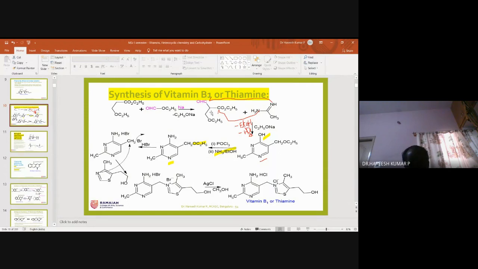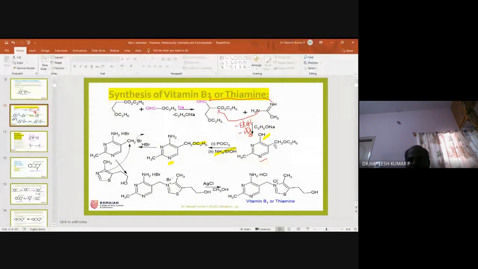Later on, removal of one proton and OH. Okay, it will go out as an alcohol. So overall, what you need to remember here is that there will be a new bond formation between this nitrogen and this carbon. So that is how this pyrimidine is obtained.